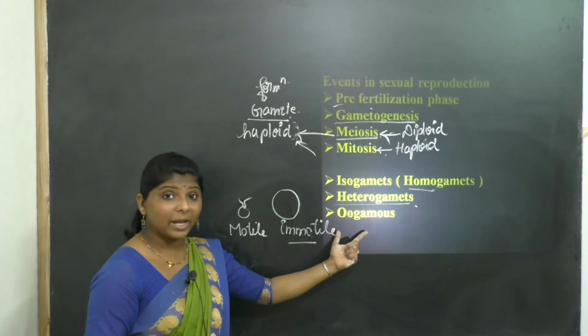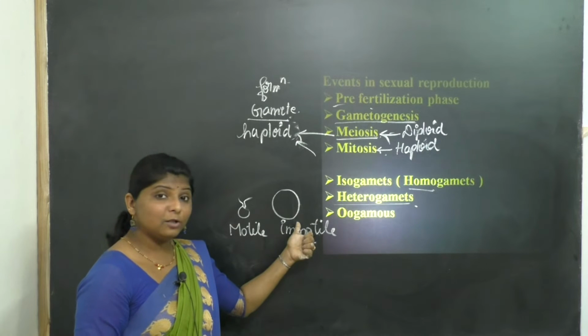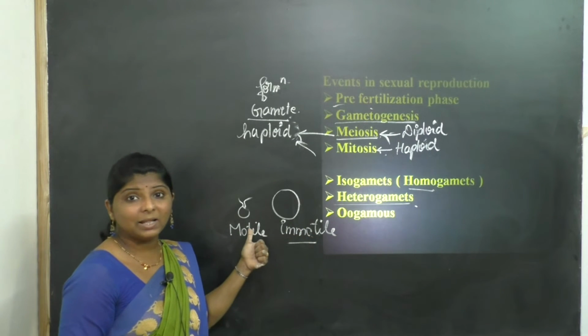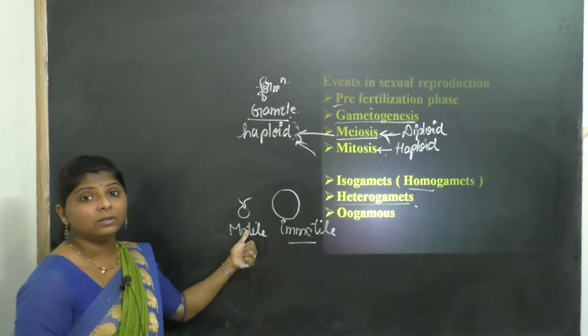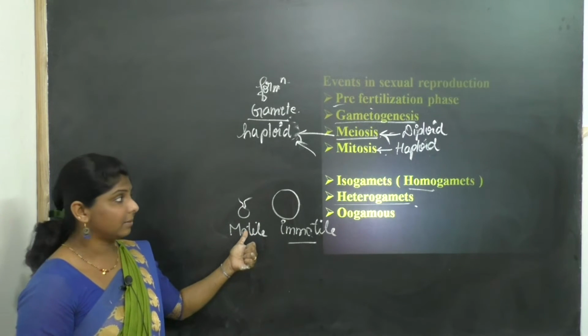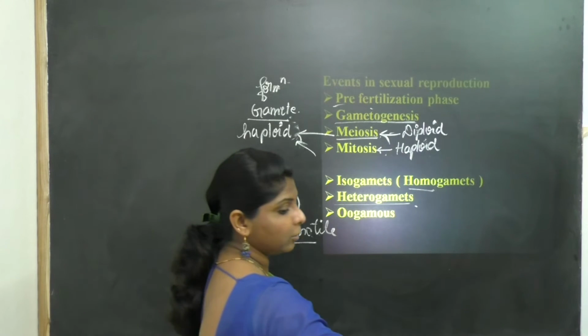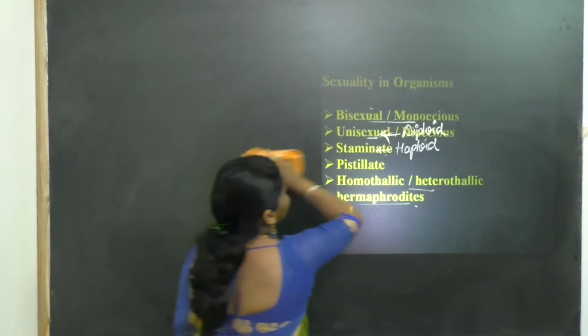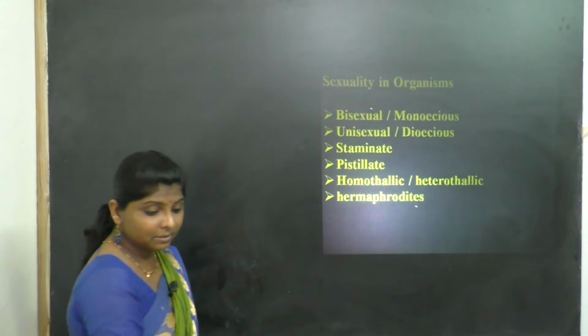When it comes to oogamous type, female should be larger in size and should be immotile, whereas male should be smaller in size and should be motile gamete. Okay, so that is about the production of gametes. Next, let us study about the sexuality of organisms.